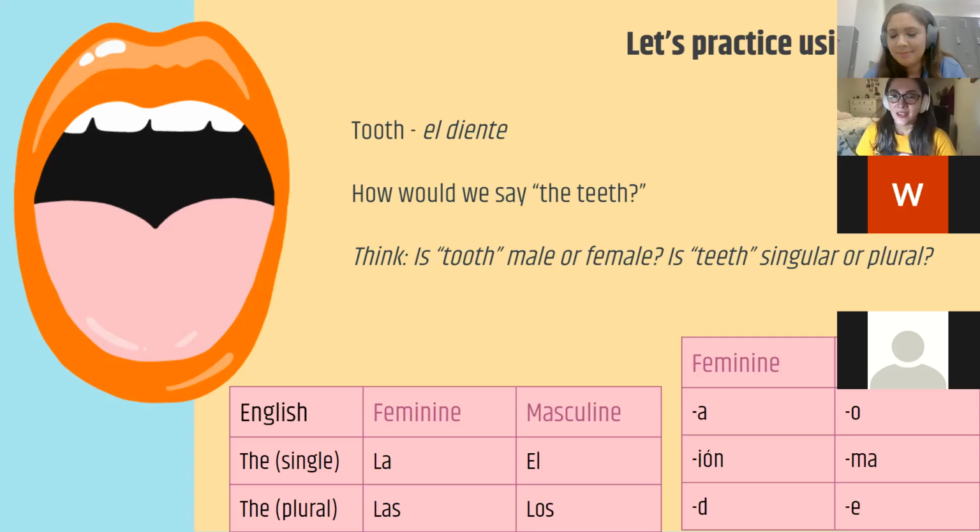Right. So now, remember the two things I said. You have to remember that in Spanish, everything will be feminine or masculine. And if you want to turn it into its plural form, you add an S. So tooth, diente in Spanish, is it male or female? Male. And then the plural form would be dientes. Los dientes.